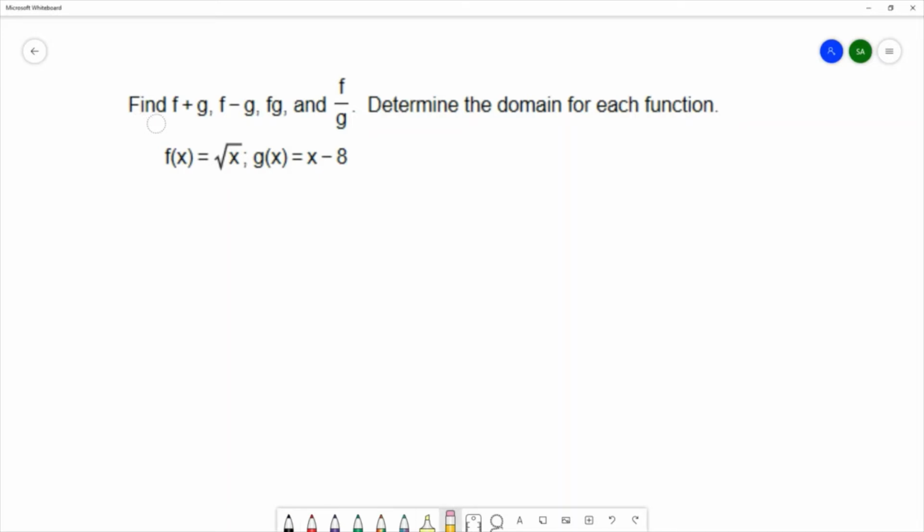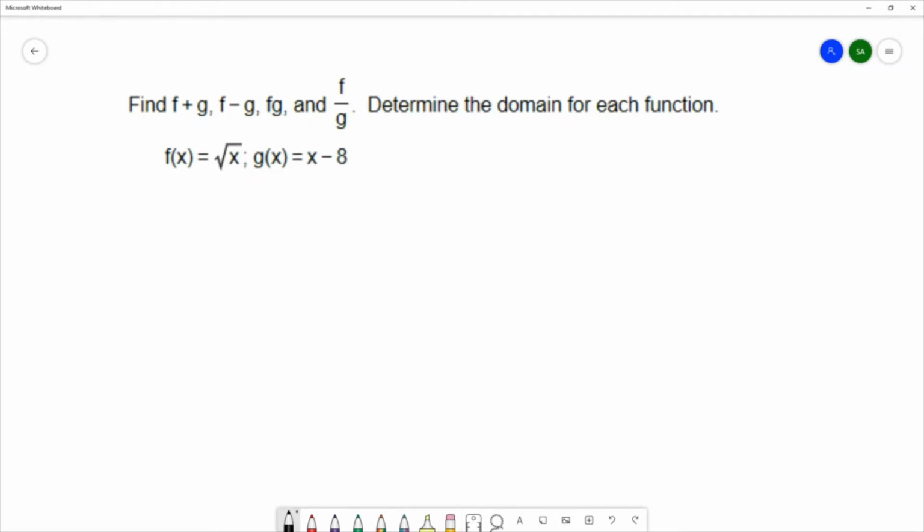For this question, we want to find f plus g, f minus g, f times g, and f divided by g. We also want to determine the domain for each function. So since we want to find the domain for these combined functions, I want to find the domain of these individual functions first.